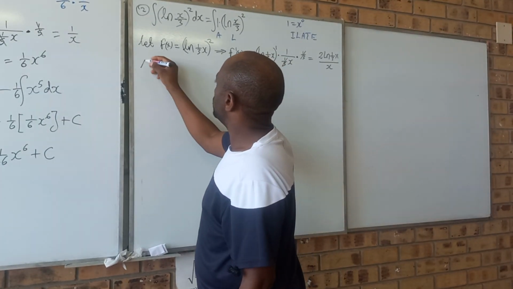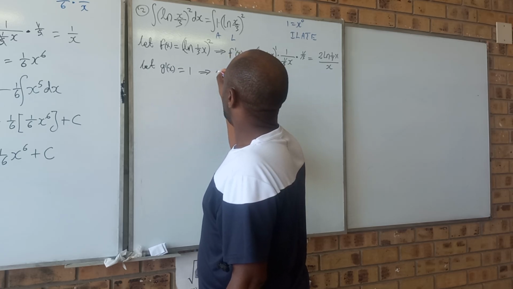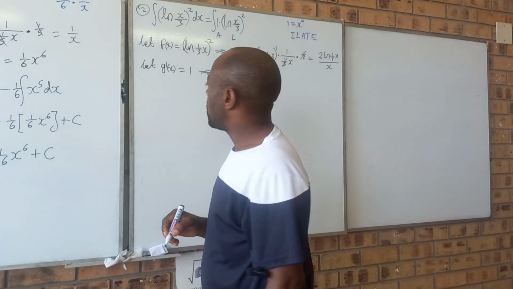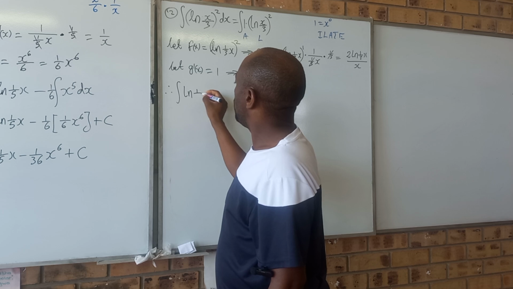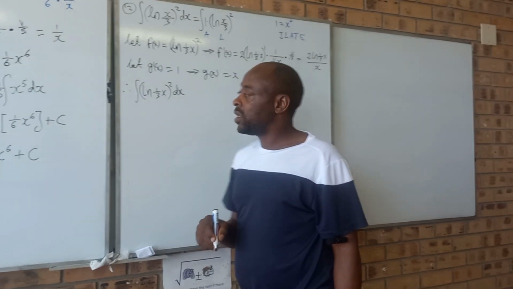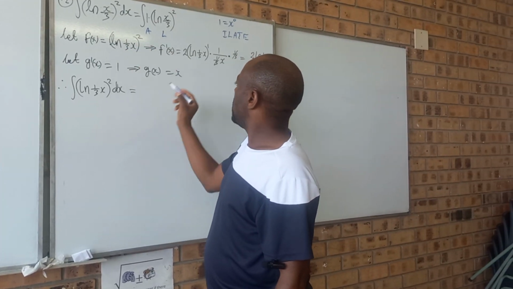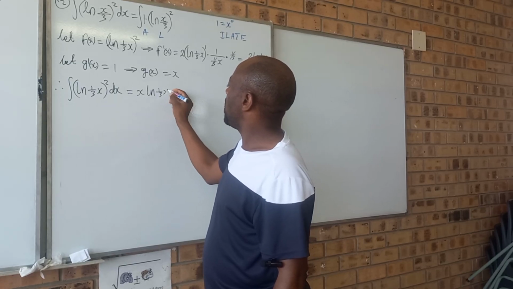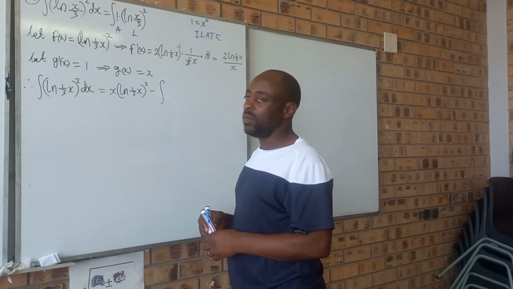Then I can go to my g. If I say that g prime is equal to 1, from integration, g will be equal to x. So I can therefore get back to my integral, the integral of (ln(1/3 x))^2 dx. What does it give me? I need my f and g. This is my f, and this is my g. So that will give me x (ln(1/3 x))^2 minus the integral of f prime g.